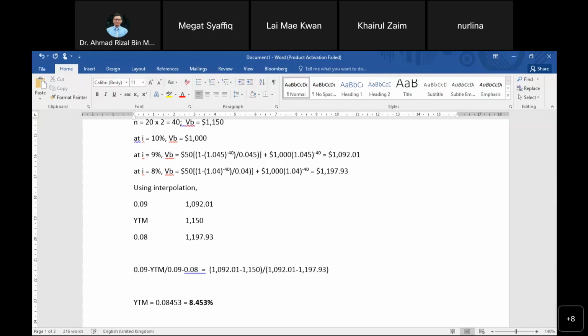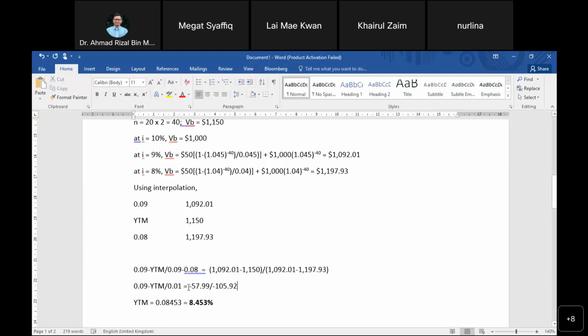Meaning step by step, what I mean is that you just do it like this. Divided by 0.01 equals, and then you calculate the numerator first, which is 1092.01 minus 1150, which is negative 57.99, divided by the denominator, which is 1092.01 minus 1197.93, which is negative 105.92. Over here, don't make the mistake of straight away doing the cross multiplication.